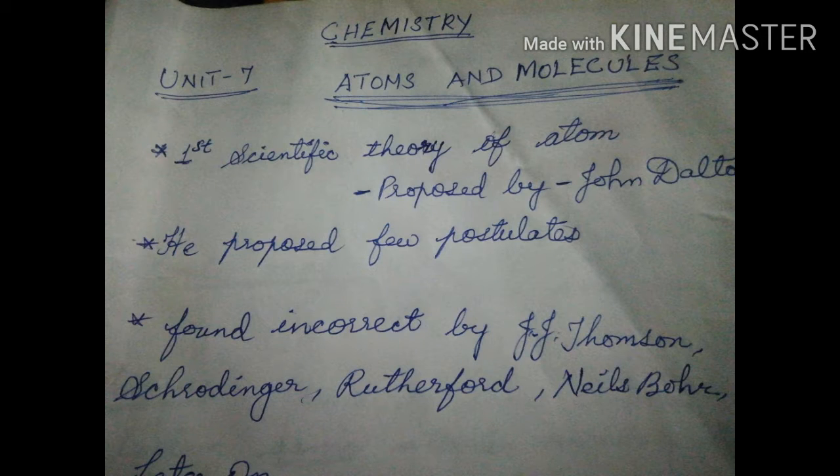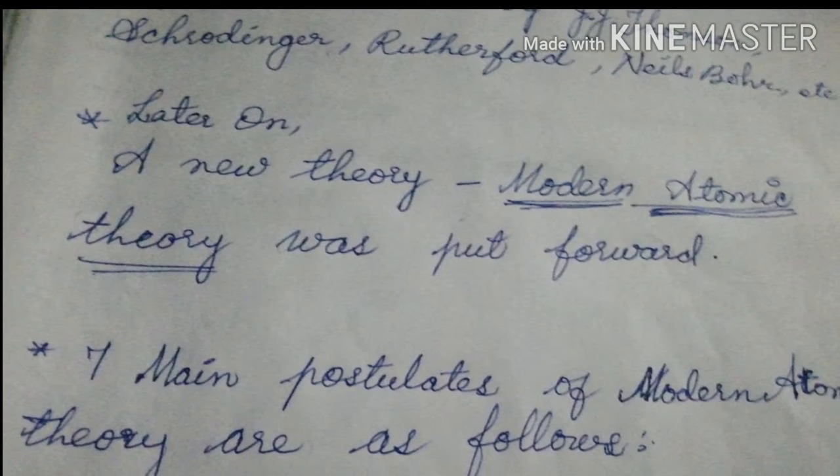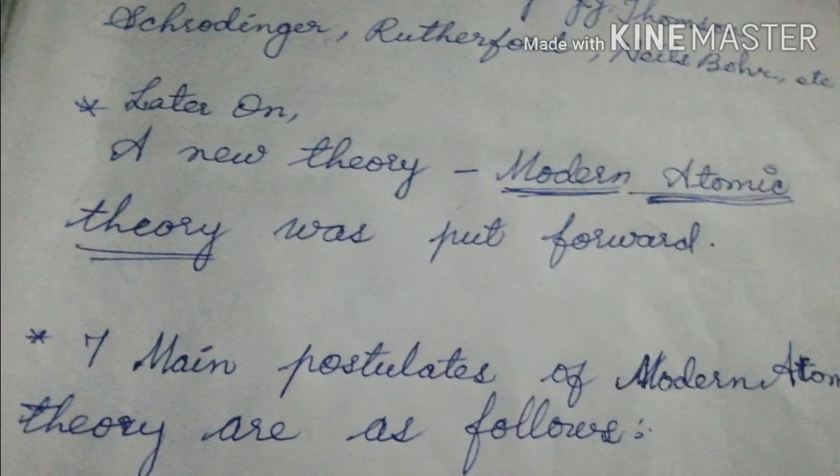In this video, we are going to study atoms and molecules. The first scientific theory of the atom was proposed by John Dalton. He proposed a few postulates which were later found incorrect by J.J. Thomson, Schrödinger, Rutherford, Niels Bohr, and so on. Later on, a new theory known as modern atomic theory was put forward.